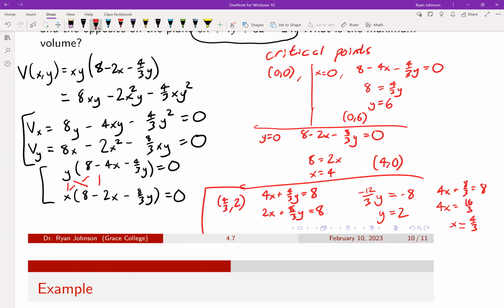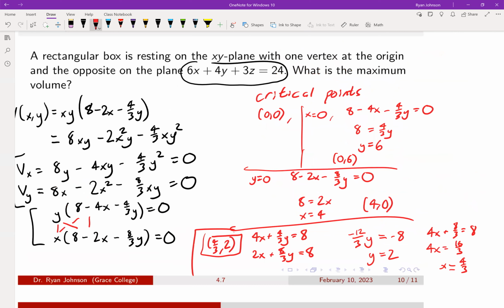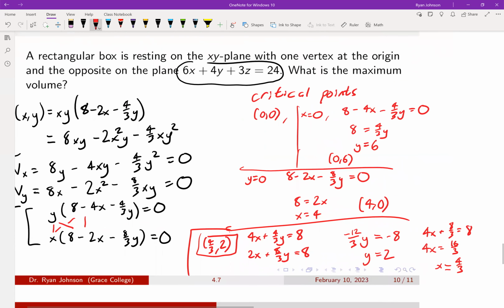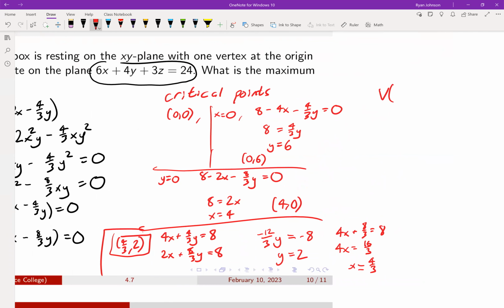Okay, now I can tell you, because of how the volume function works, that if x and y are both 0, then the volume is going to be 0. If either x or y is 0, the volume is going to be 0. So this is the only critical point that could be the maximum. So that means you plug in 4/3 and 2. So that means volume of 4/3 and 2.